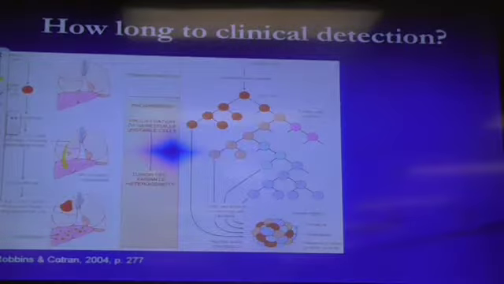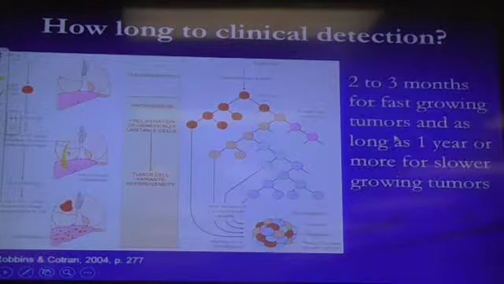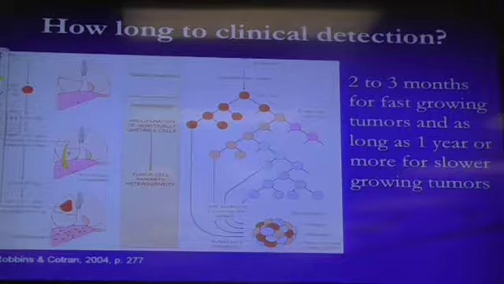How long does this take? It really just depends. It depends on the growth rate of the tumor, and it really varies depending on how aggressively this tumor grows. For fast-growing tumors, it could be 2 to 3 months before you can detect it. And in slow-growing tumors, it could be as long as a year or more.